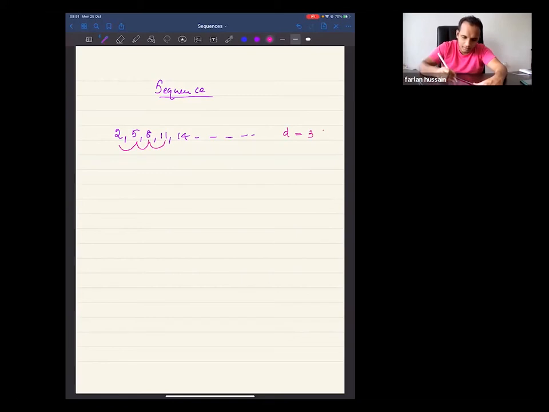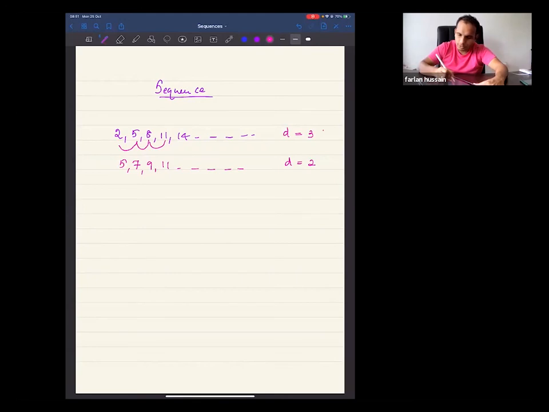So let me take another one. 5, 7, 9, 11. This is again a sequence. Again, the same thing. There is a common difference between the terms. You can see each term is increasing by 2 to be the next. So here the difference is 2. Yeah. So let me take another one.